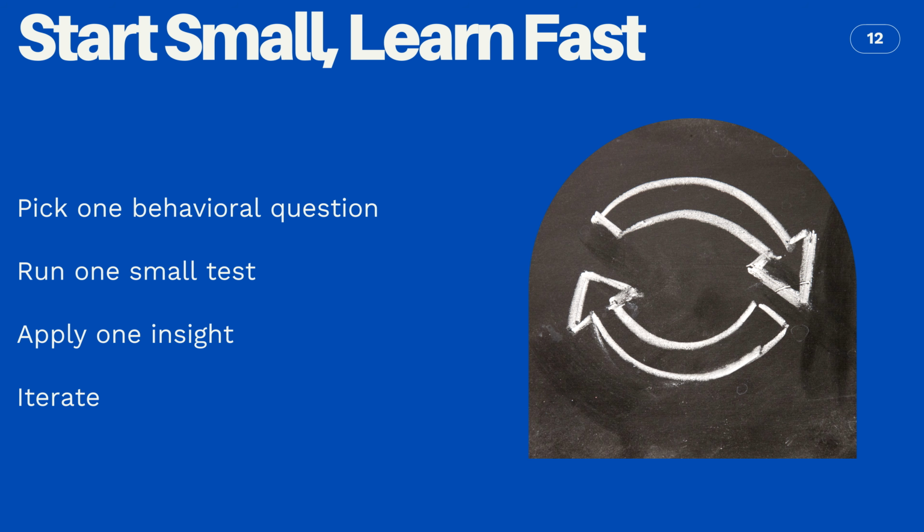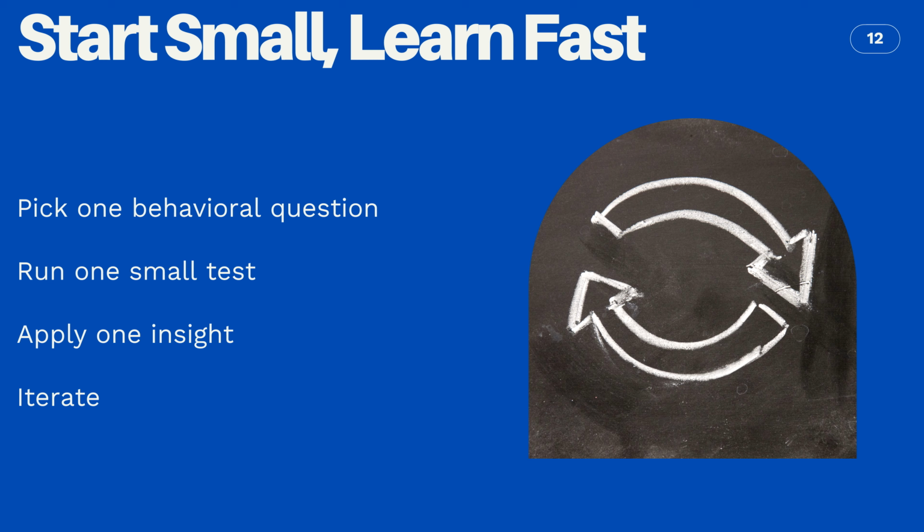They start with small, focused tests. Pick one behavioral question, run one small experiment, apply one insight, then repeat. This iterative approach mirrors how behavioral scientists build evidence over time, through cycles of observation, testing, and refinement. You don't need perfect data to make progress. You need disciplined curiosity and a willingness to learn from real behavior. Small, consistent improvements compound into significant strategic advantage.